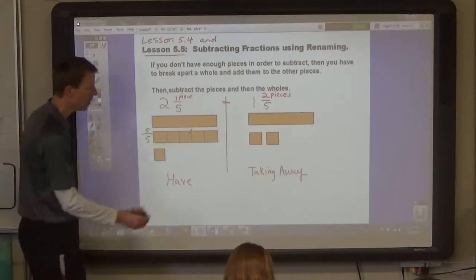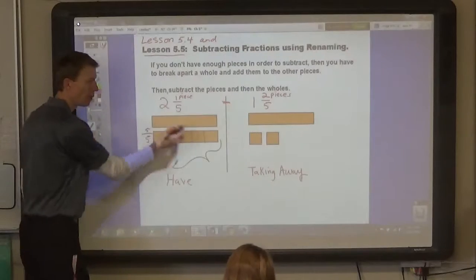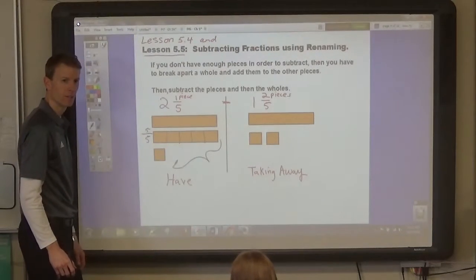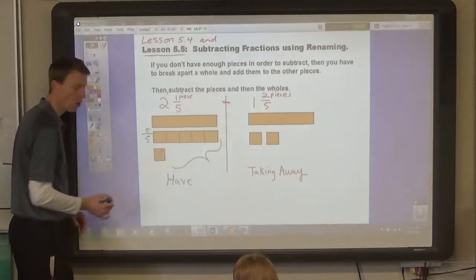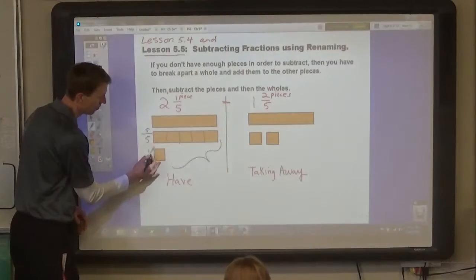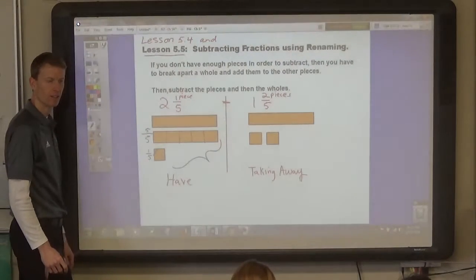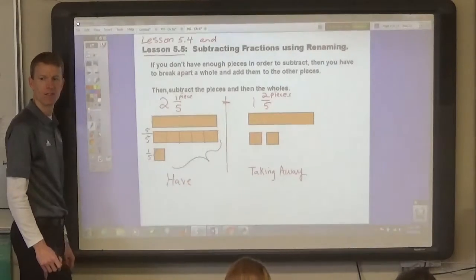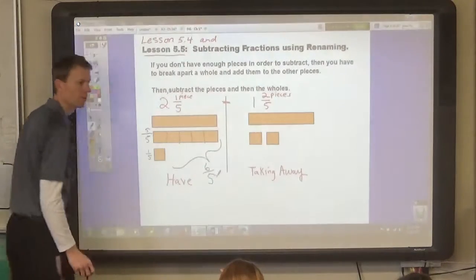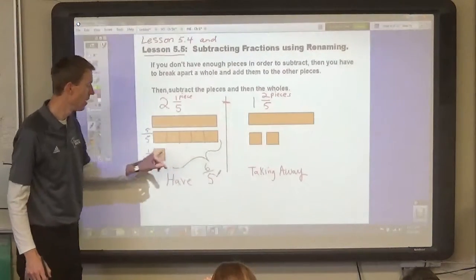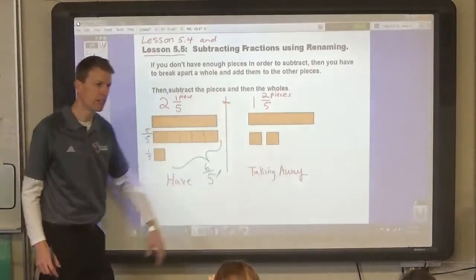So how many total pieces do we have now? All of the pieces together equal how many? A whole plus 1/5. So we have a total of 6/5. 6 pieces, and they're all in fifths. They're the same size as what we need to take away.